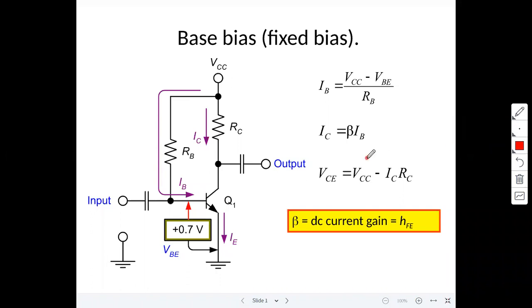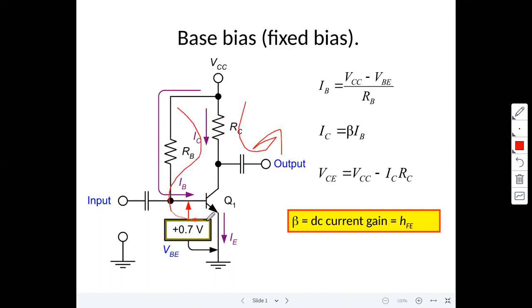Today we are going to discuss another bias technique. In last class, we discussed the fixed bias or base bias technique. In the first two, three slides, we recap the fixed bias or base bias. This is the circuit configuration for the base bias or fixed bias circuit. This is the input loop and this is the output loop.